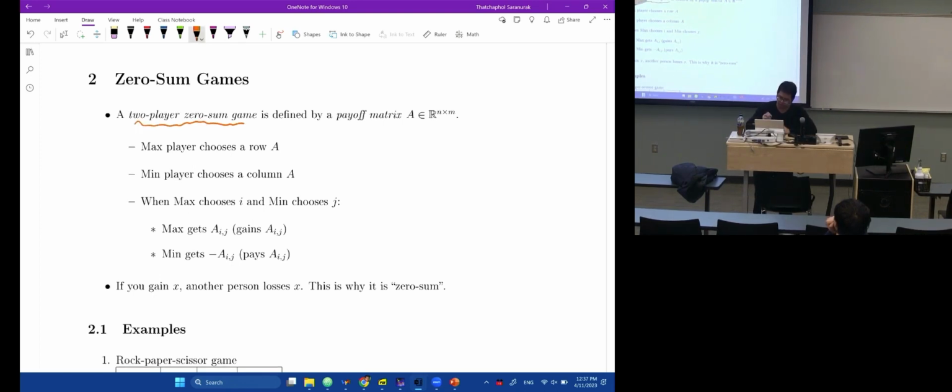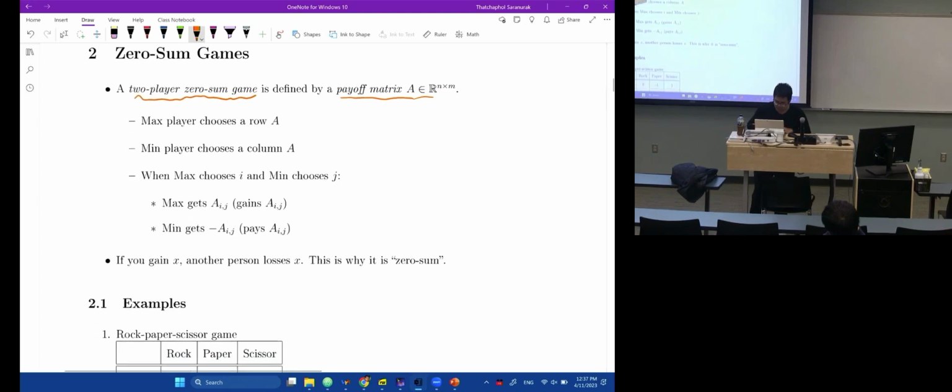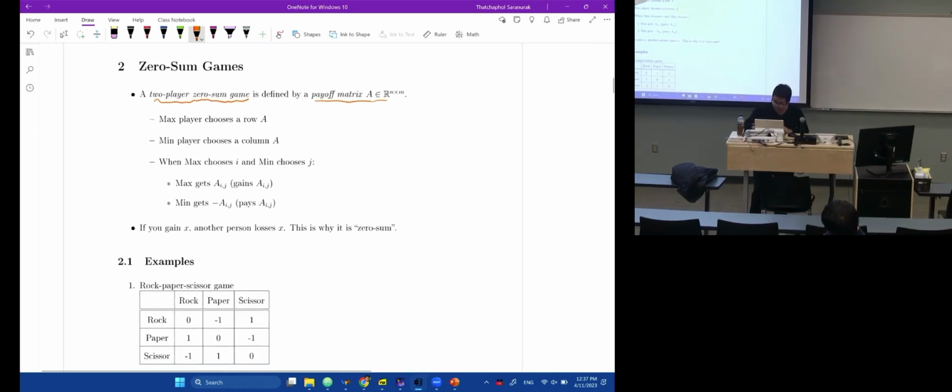So two-player zero-sum game, it's just, you can describe any two-player zero-sum game with one matrix. So you can think of one matrix, which we call the payoff matrix. Maybe I put it here. You have some matrix, okay? Call it A. And there will be two players. One is a max player, another is min player. The max player will choose a row, I or J. Max guy chooses I, and the min guy chooses J.